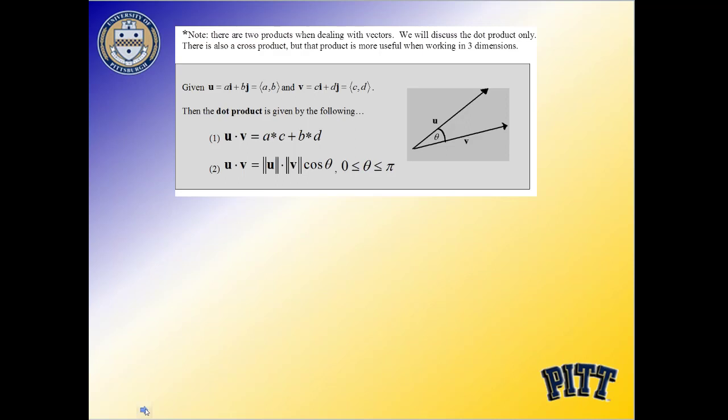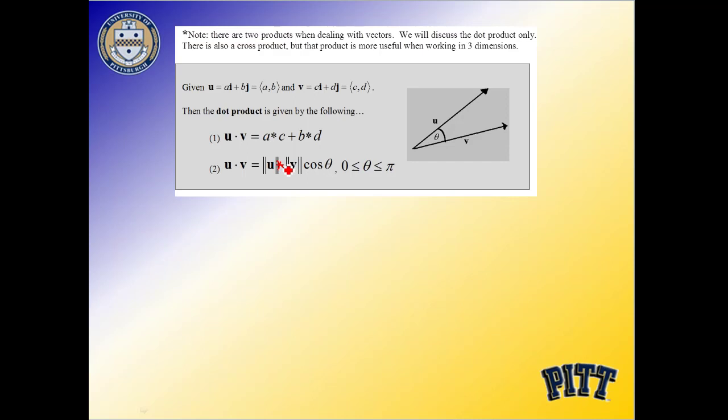Basically, I take the first component of each, multiply them, take the second component of each, multiply them, and then add those two together. The second one is saying the dot product is also defined, and this would be another multiplication symbol altogether, an asterisk or something, which means I take the magnitude of u times the magnitude of v times the cosine of theta.